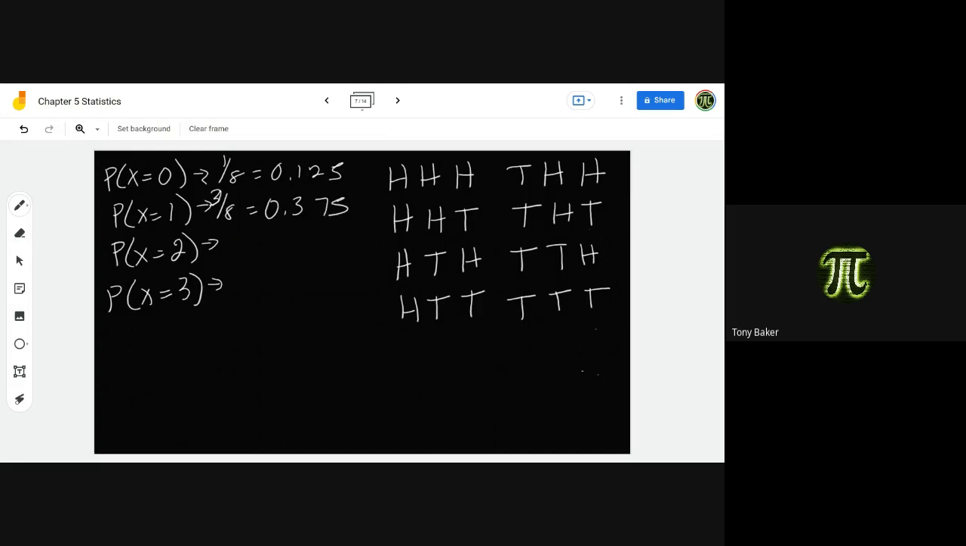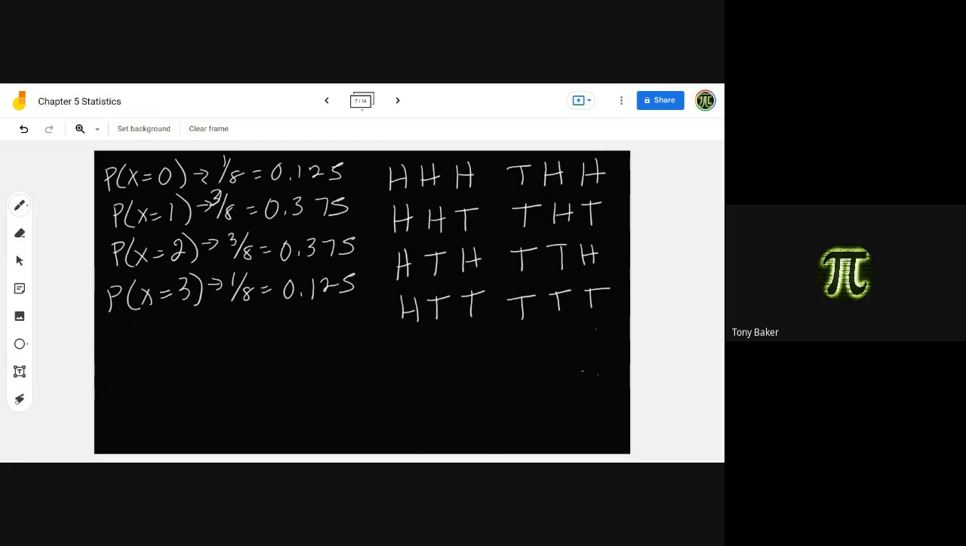How many times does it occur twice? We just did this one. That was 3 times as well. And how many times does it occur 3 times? Once. So 0.125. What should my probability distribution add up to?